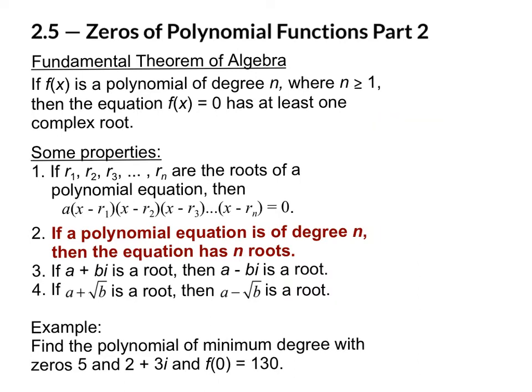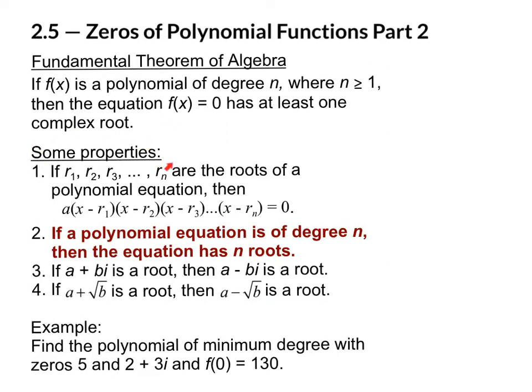Alright, to begin this lesson, let's take a look at the fundamental theorem of algebra. If f of x is a polynomial of degree n, where n is greater than or equal to 1, then the equation f of x equal to 0 has at least one complex root. What that means is that this equation, f of x equal to 0, will have at least one complex solution. So it could be a real solution, it could be an imaginary solution, or it could be both, but it will have at least one complex root of a plus bi form.